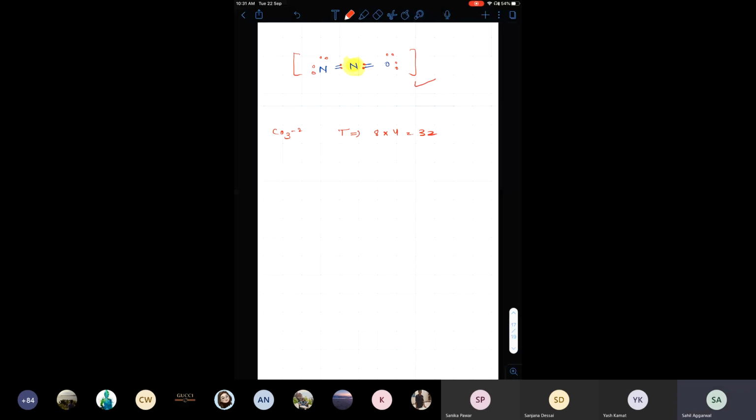Sanika, did you understand this 32? Yes, sir. Valence will be how much? Sanjana, you have to add 2 electrons which are there in the negative charge also. I gave this in the general classes, general chemistry. Negative charge adds up to the valence electron.